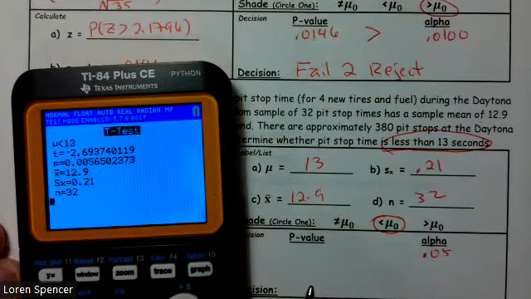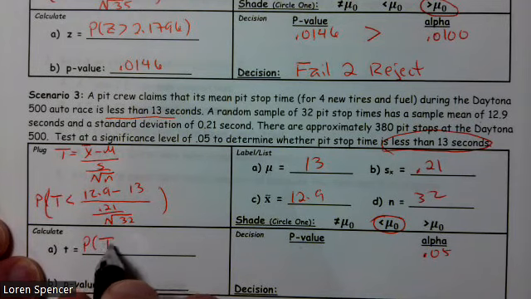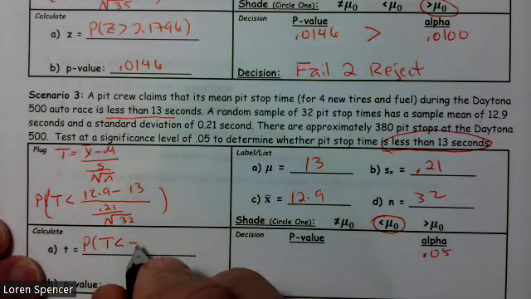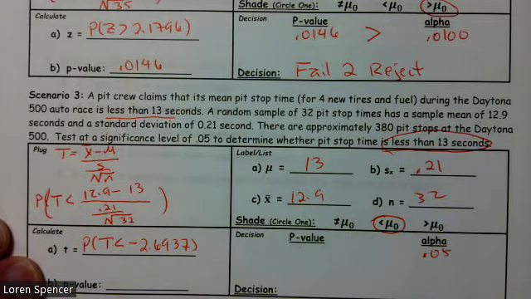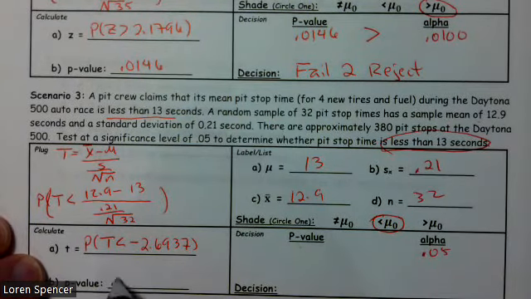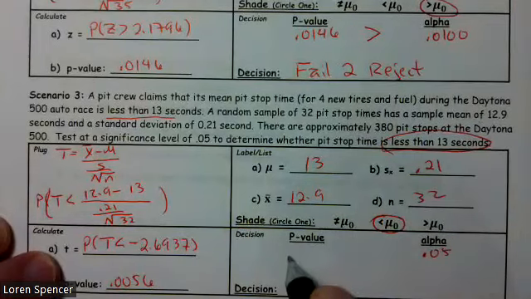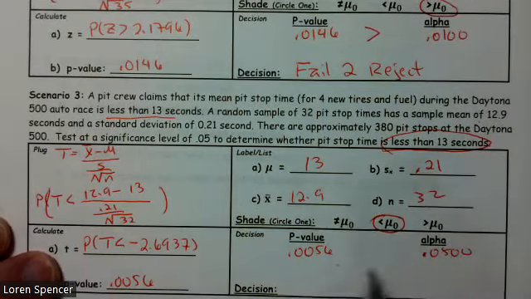And we end up getting negative 2.6937. So the probability that t is less than negative 2.6937 gives us a p-value of 0.0056. And if I make that 4 decimal places, 56 is definitely less than 500. And so I'm going to reject the null.